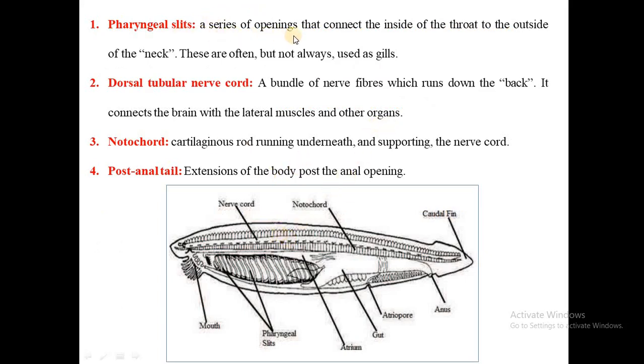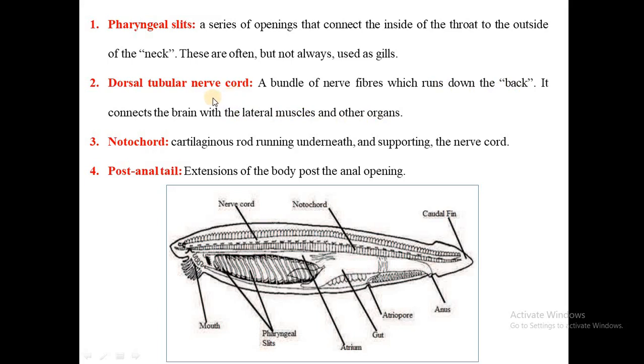These are a series of openings that connect the inside of the throat to the outside of the neck. These are often, but not always, used as gills. So pharyngeal slits are a series of openings which you will find near the throat region. Dorsal tubular nerve cord: this is a bundle of nerve fibers which runs down the back. It connects the brain with the lateral muscles and other organs.